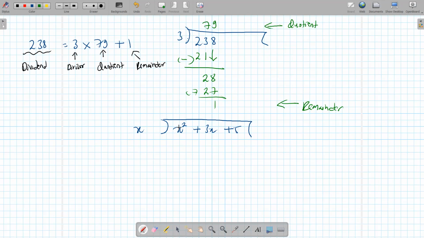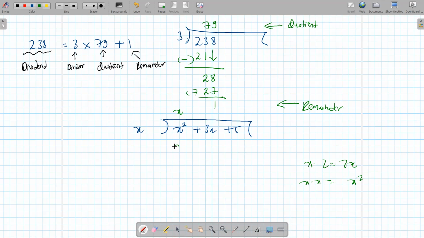2 times. No, not 2 times. X times, because x times x is x squared. X times 2 would be 2x. X times x is x squared. So how many times does x go into x squared? It goes into it x times, like that, right?